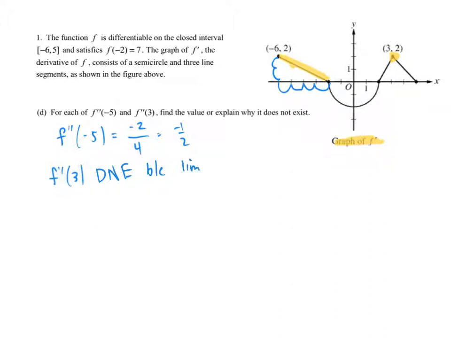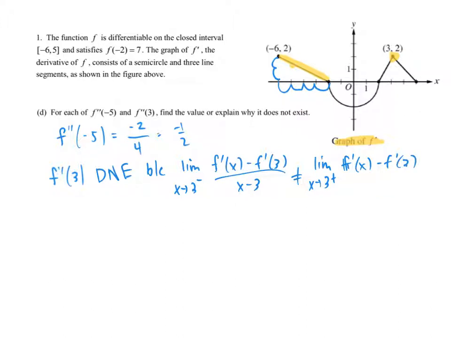I'm going to say that the limit as x approaches 3 from the left of f prime of x minus f prime of 3 over x minus 3, this represents the slope from the left side of 3, does not equal the limit as x approaches 3 from the right of f prime of x minus f prime of 3 over x minus 3. So sharp turn would work here, but it wouldn't be as rigorous or as good as the answer that we've written out here. This would be the answer that would be most acceptable on this particular type of question whenever you have a sharp turn.